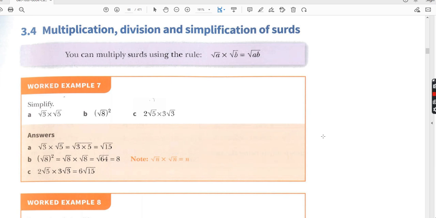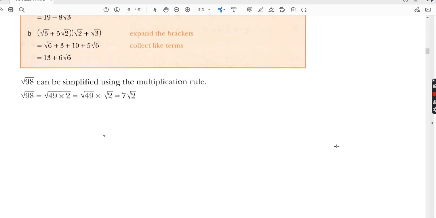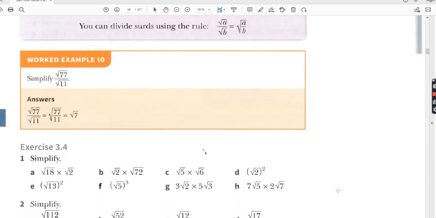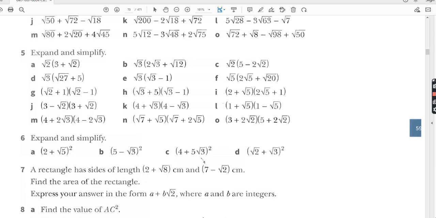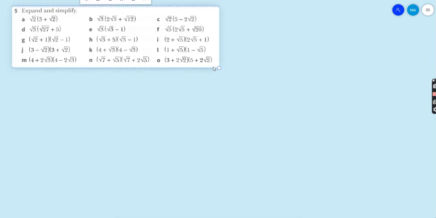As you know students, in last lecture we started exercise 3.4 and the topic was, you can see on the screen, multiplication, division and simplification of surds. We did first four questions, question number 1, 2, 3 and 4. Today we are going to do some more questions from this exercise. Let's have a look. Question number 5, I have already copied this question.